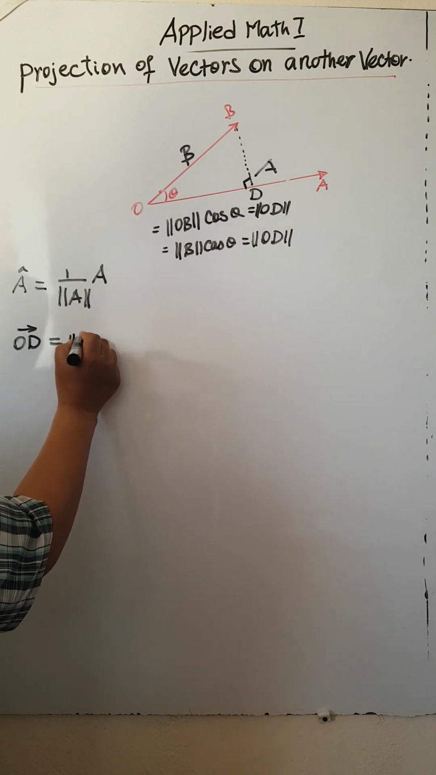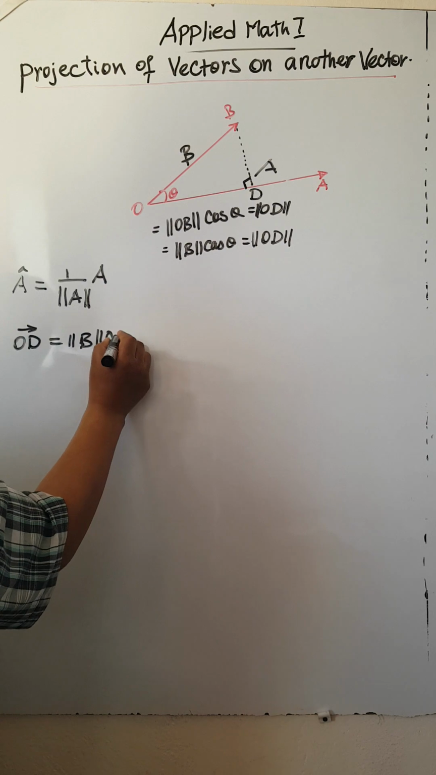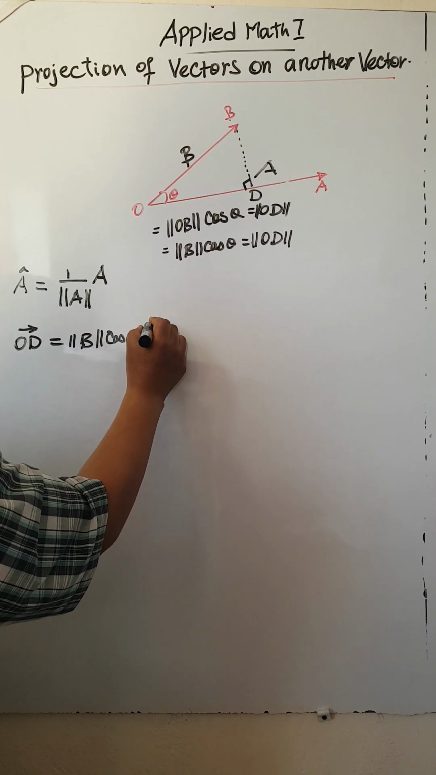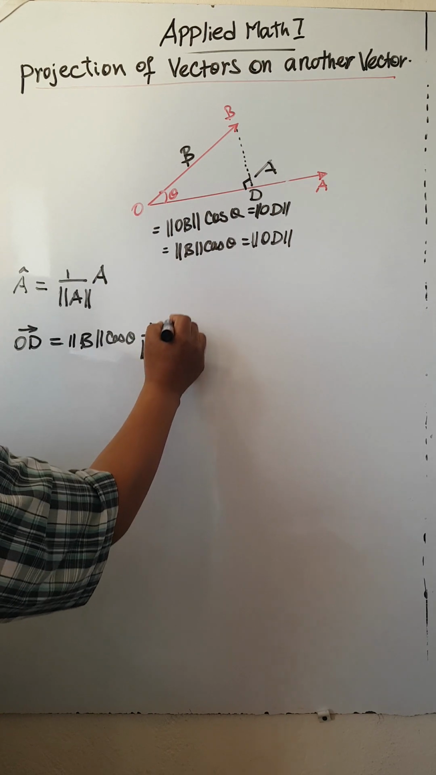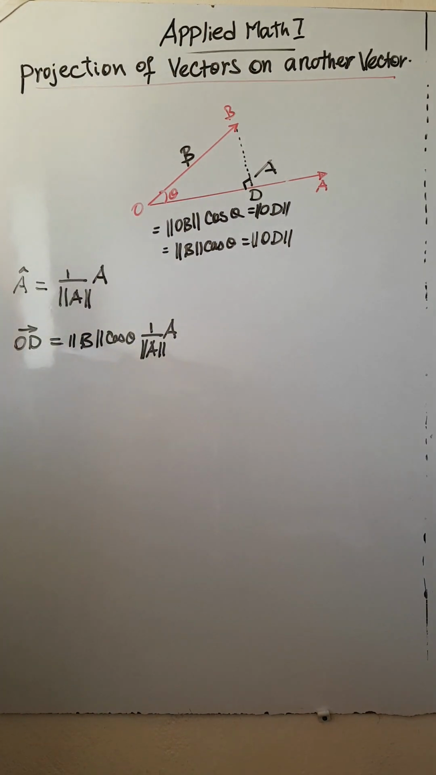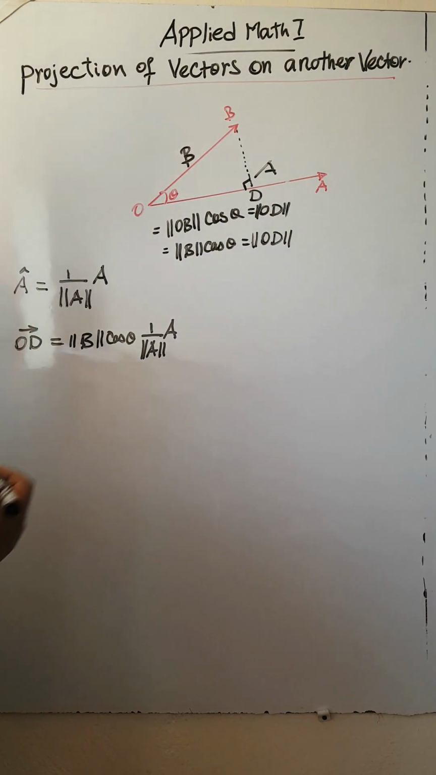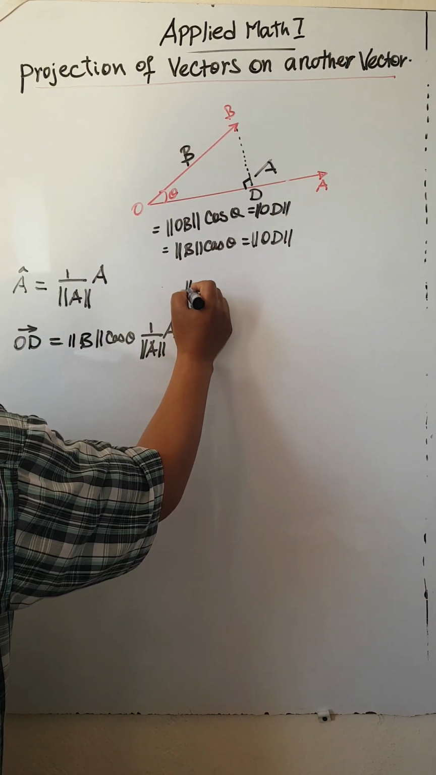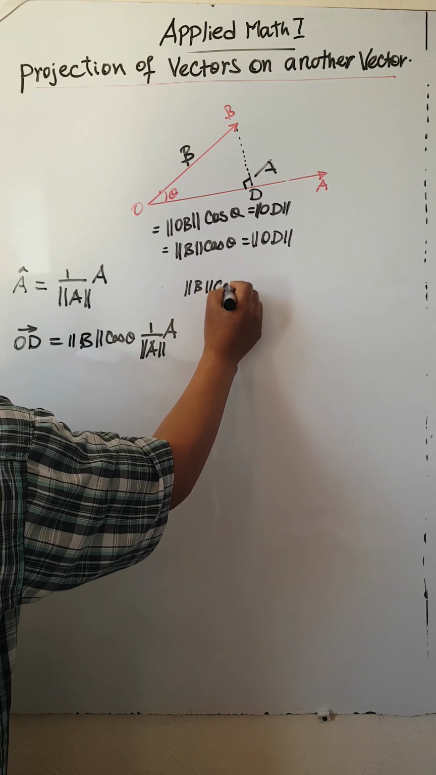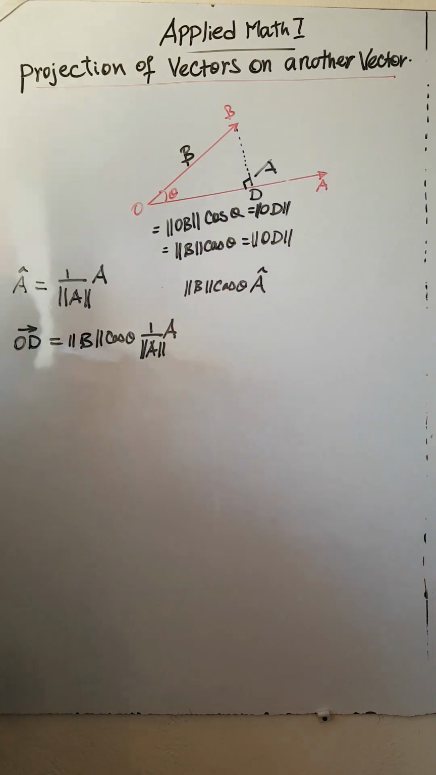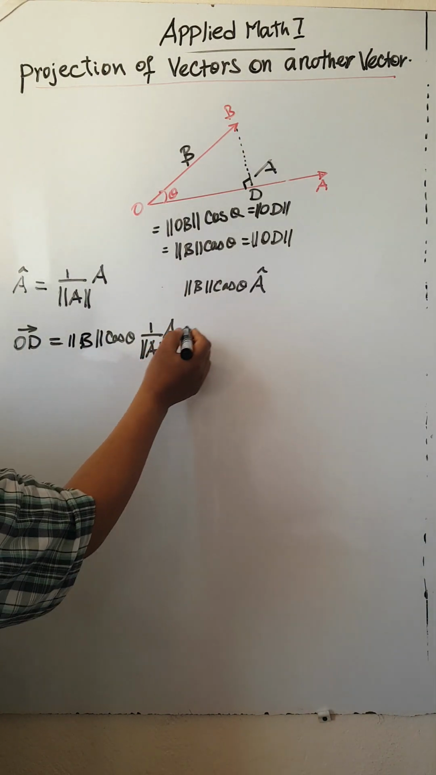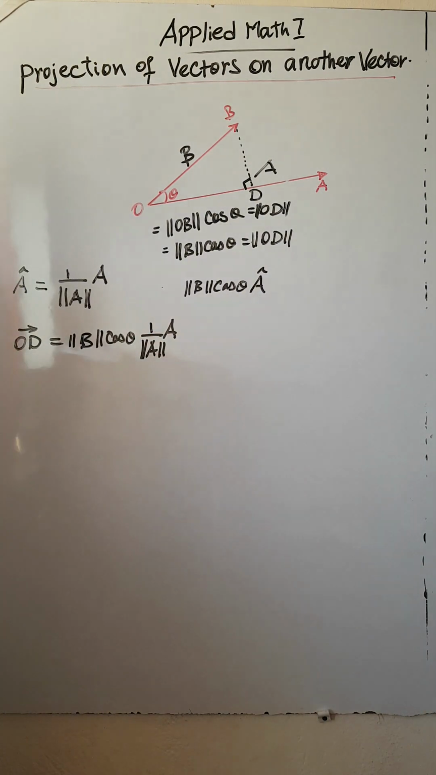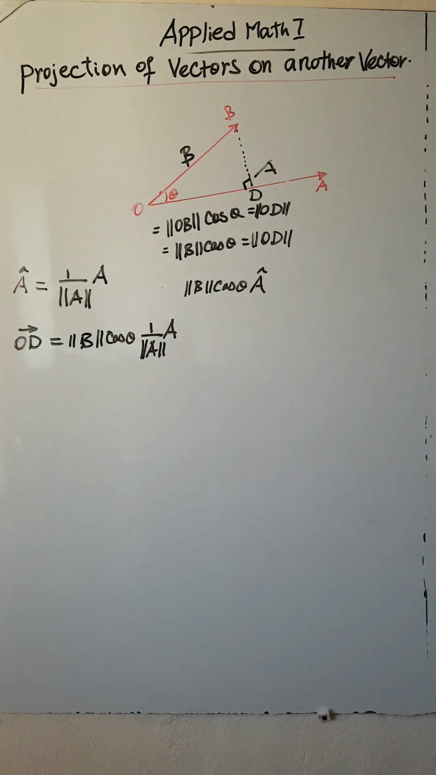ስለዚህ norm of B cosine of theta times 1 over norm of A times A. This is a unit vector. Okay, ይሄ ምን ማለት ነበር? እዚህ ጋር ብንጽፈው norm of B cos theta along this unit vector, and this unit vector is 1 over norm of A times A. So this is OD, which is equivalent to the projection of vector OB or vector B along A.